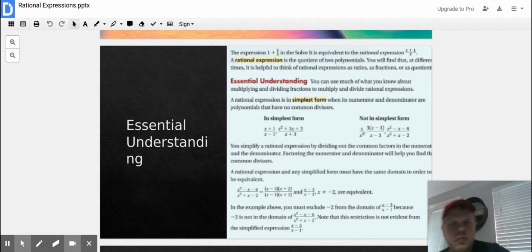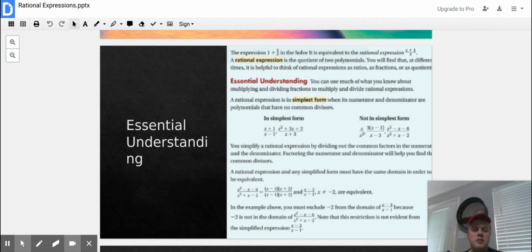The expression 1 plus 1 over x is equivalent to the rational expression x plus 1 over x. A rational expression is the quotient of two polynomials. You will find that at different times it is helpful to think of rational expressions as ratios, as fractions, or as quotients. So you can use much of what you know about multiplying and dividing fractions to multiply and divide rational expressions. A rational expression is in simplest form when its numerator and denominator are polynomials that have no common divisors.